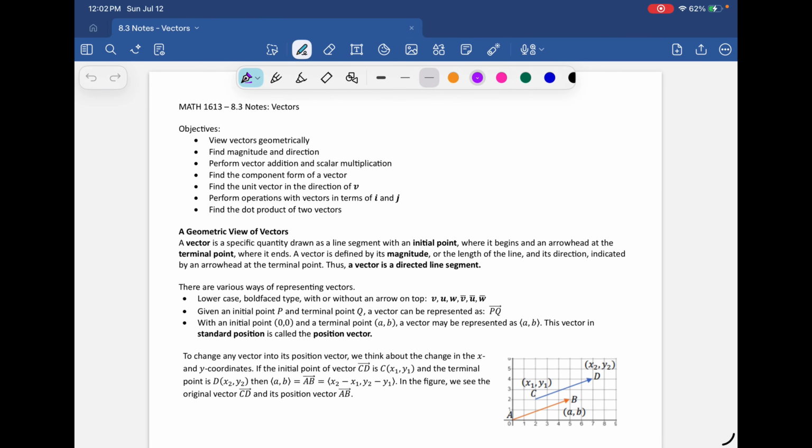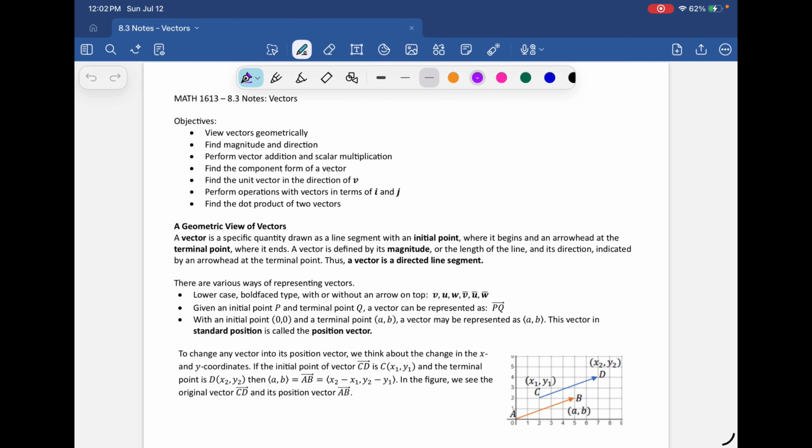Point 3, we switch gears into vectors. And to just put it plainly, a vector is a line segment that has a direction. All right, so a line segment has a finite length. It has a beginning and an end. A vector takes that beginning and end, and points it in a specific direction.